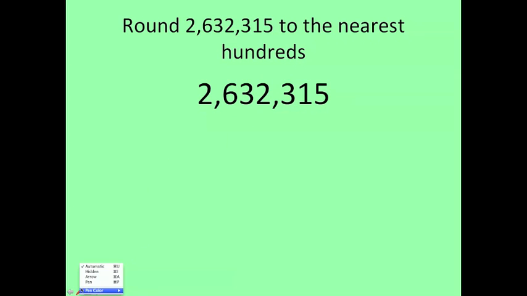And last example, if we have 2,632,315 and we're rounding it to the nearest hundreds place. So our 3 is in the hundreds place. We look to the right for help. It's a number less than 5, so the 3 is just going to stay the same. So our new number is 2,632,300, because remember, everything to the right of the place value we're rounding to becomes a 0. And that is how we round whole numbers.